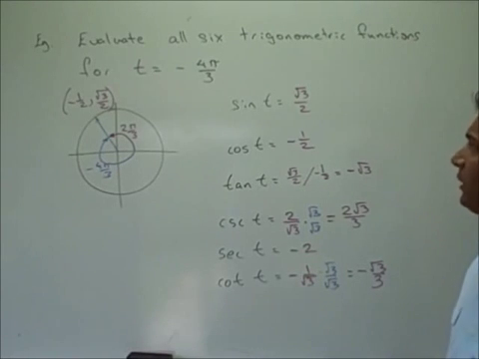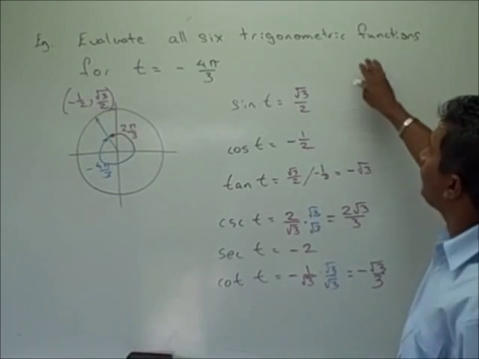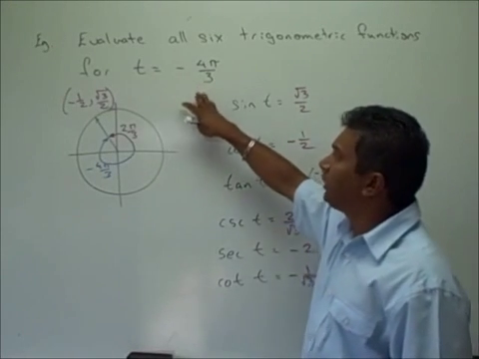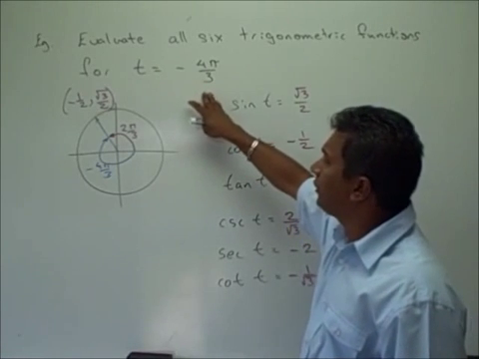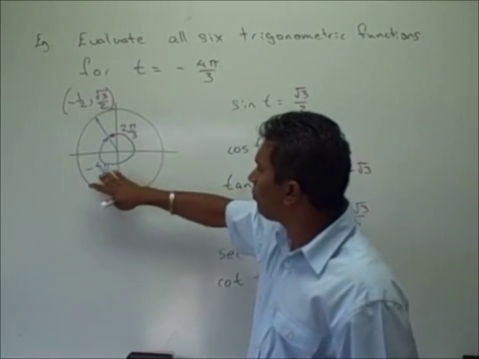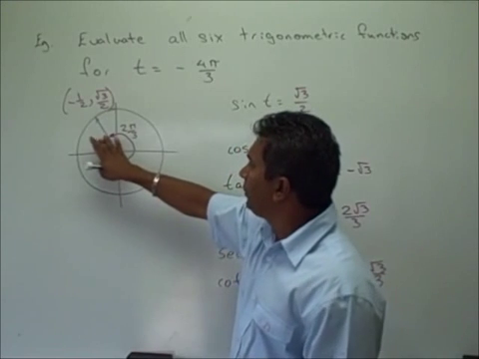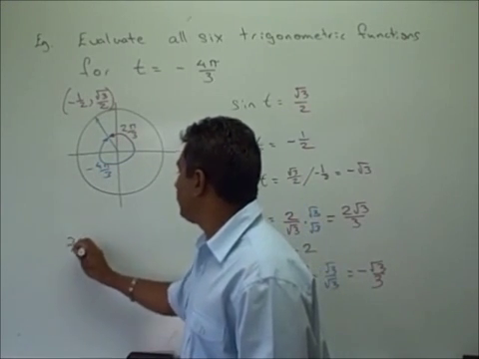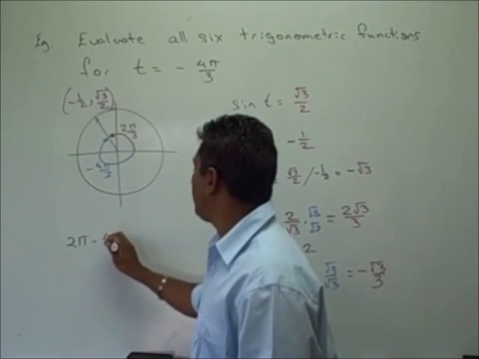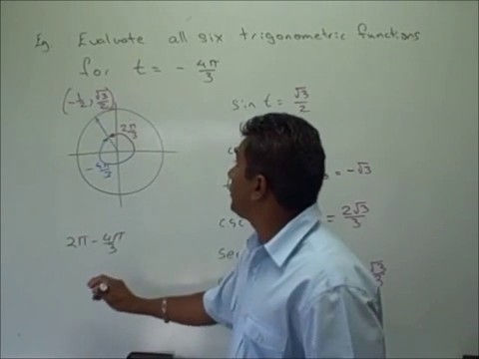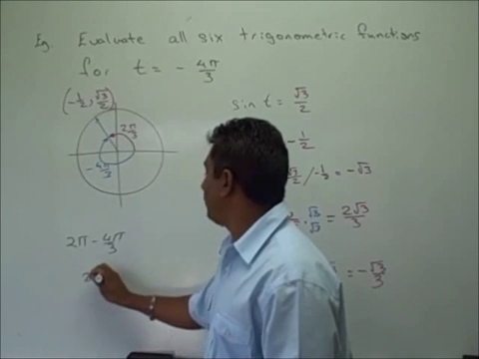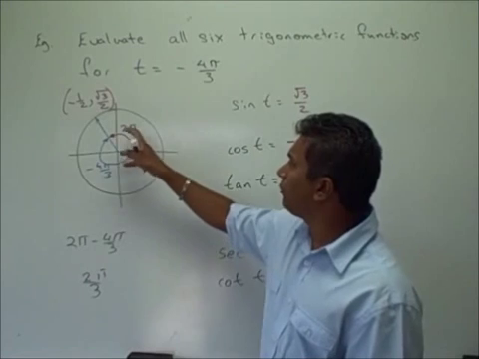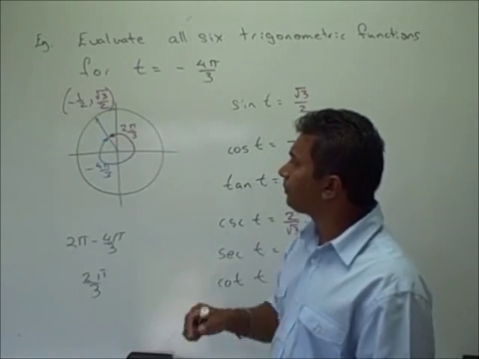Now let's look at this example of evaluating all 6 trigonometric functions for t is equal to negative 4 pi over 3. So here we have negative 4 pi over 3. Since it's a negative angle, we know this is the equivalent of 2 pi minus 4 pi over 3, which gives us a coterminal of 2 pi over 3. So negative 4 pi over 3 is the equivalent of 2 pi over 3.